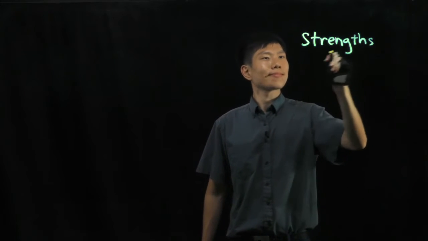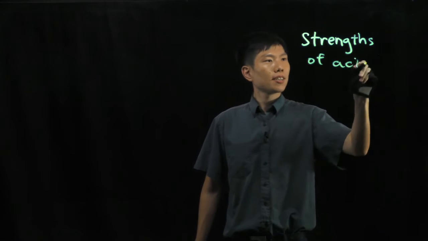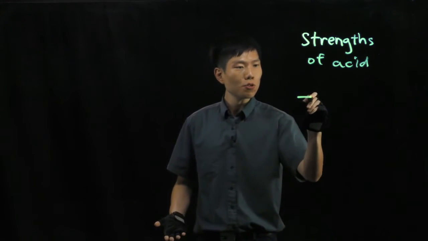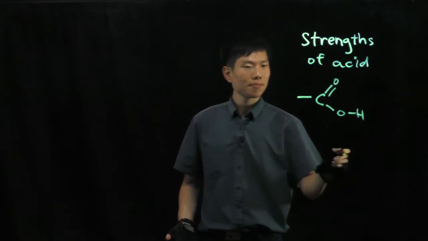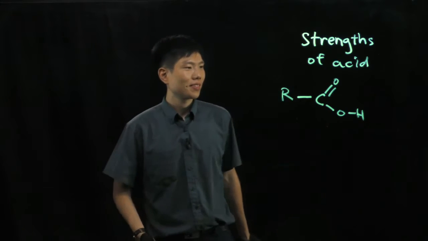Hi guys, so here we'll be learning about the relative strengths of acids. Here we're talking about the organic acids. That means all of them must have this functional group COOH. Let's put the R here.